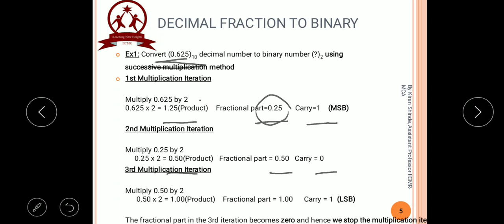Now very importantly, when should you stop multiplication? The multiplication should be stopped when you get the fractional part as 0. Like in this case, when you multiply 0.50 into 2, you get answer as 1.00. That means the fractional part is 0 and carry is 1. So at this particular step you have to stop. And while writing the final answer, as I already mentioned initially, you have to follow from top to bottom. So the binary equivalent of 0.625 will be 101. Now let us try to understand with one more problem.